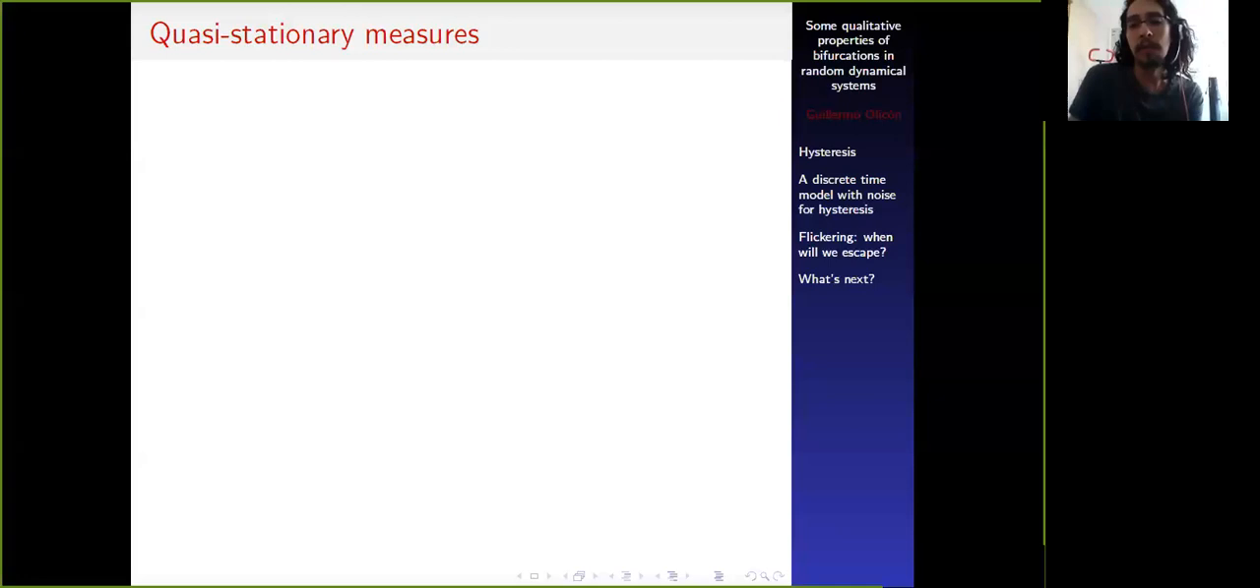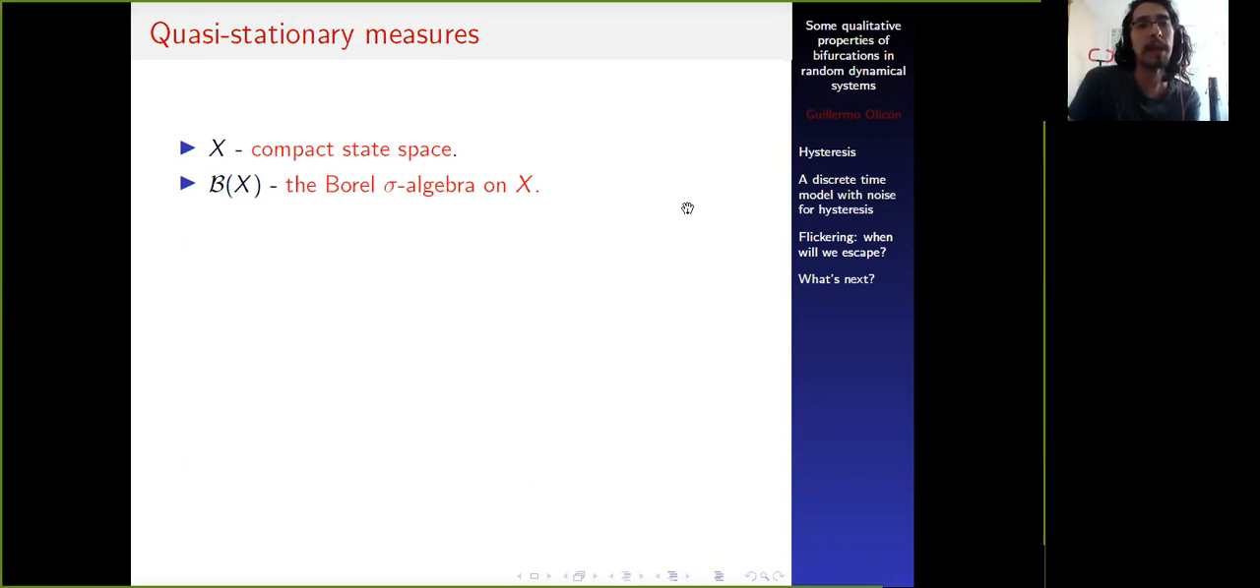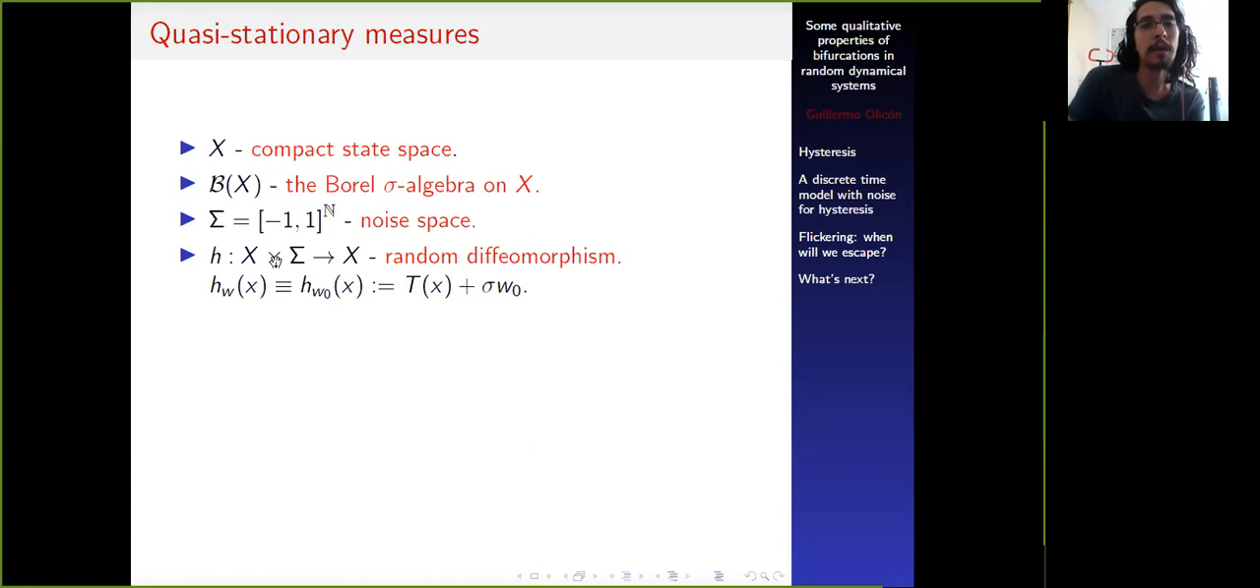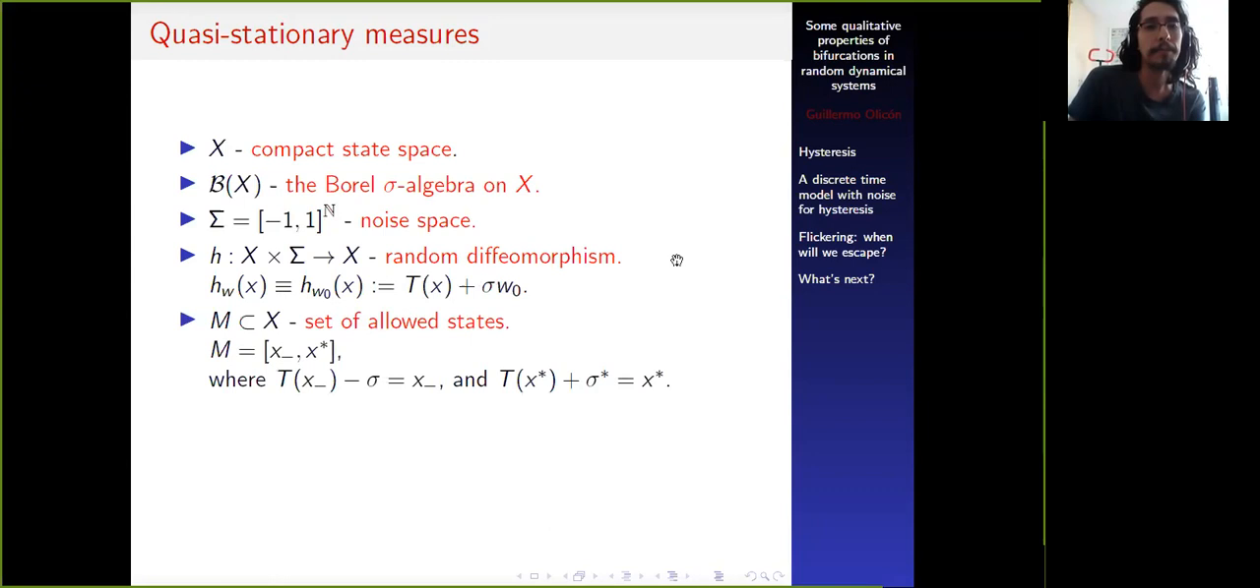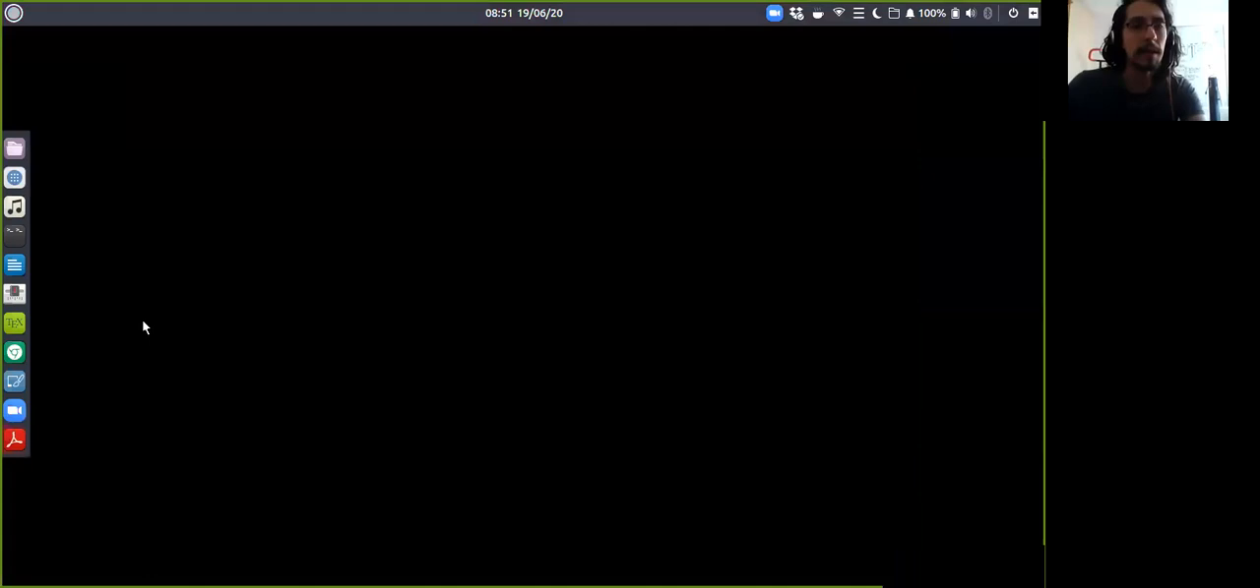So we start off with a compact state space. We take the Borel sigma algebra. This is the noise space, right? We consider i.i.d. sequences of random variables in the interval [-1, 1]. We take a random diffeomorphism, as we said before, and we're going to take M to be the set of allowed states. So what do I mean by that? I'll just go back to the drawing.